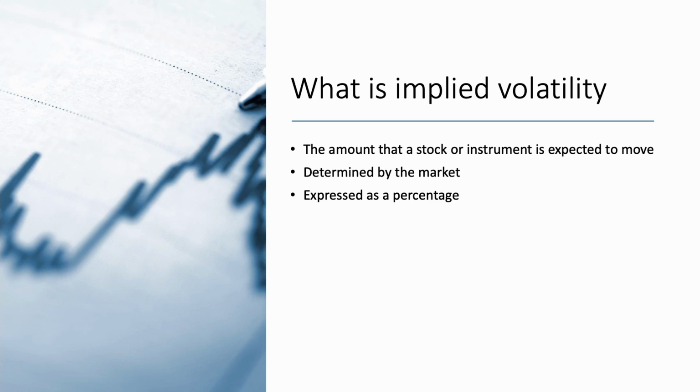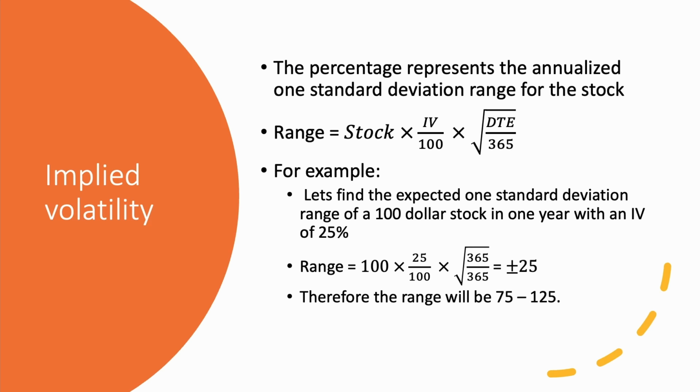Okay, so what is implied volatility? Implied volatility is the amount that a stock or instrument is expected to move. This is determined by the market and expressed as a percentage. So the percentage of implied volatility represents the annual range of one standard deviation of the stock.